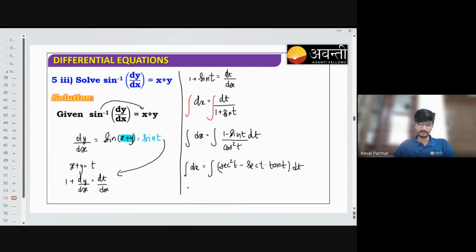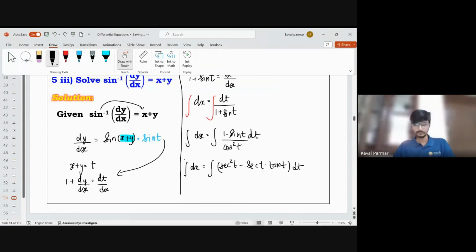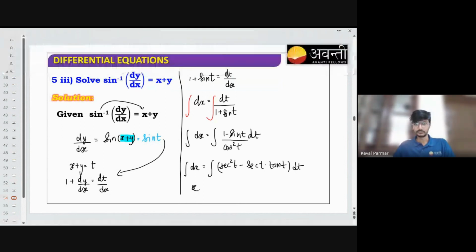So my final answer will be x is equals to the integration of sec square t, tan t, minus sec of t plus c. Just resubstitute. So I'll get x equals to tan of x plus y minus sec of x plus y plus c. This is my answer. I hope it is clear.